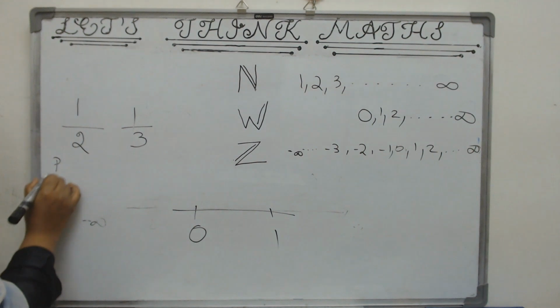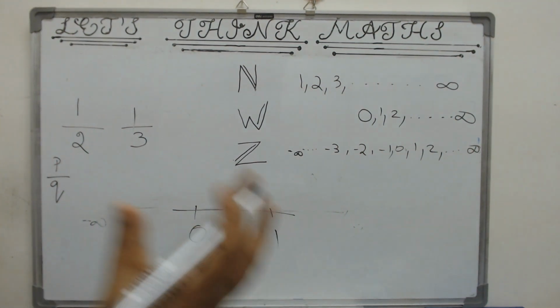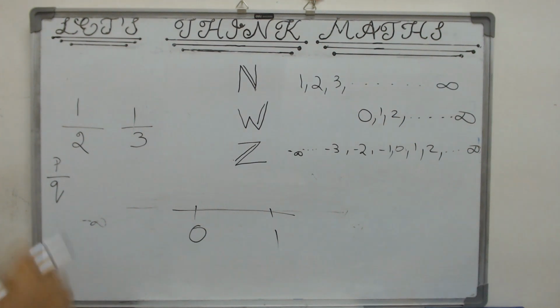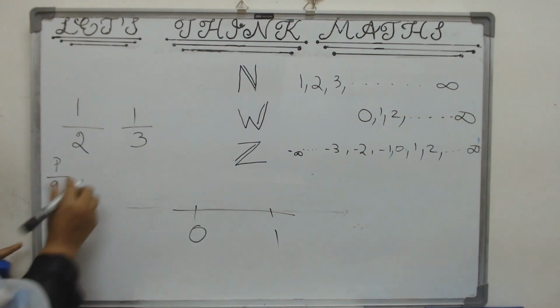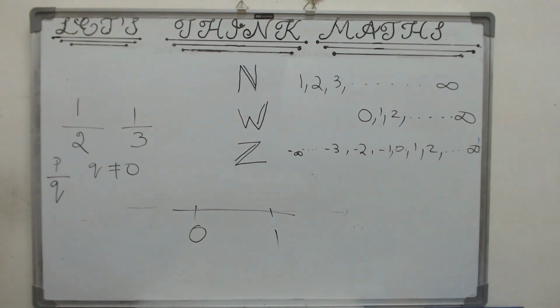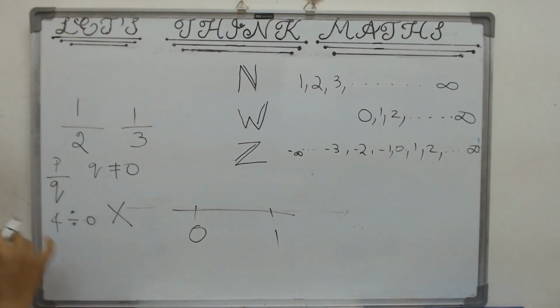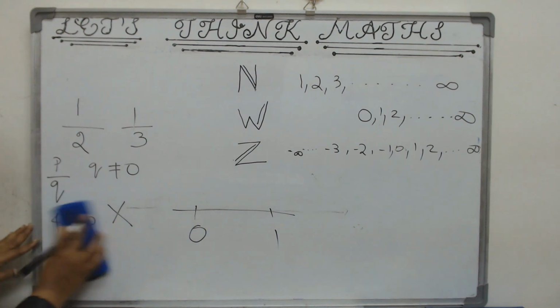And fractions look like this. There is a numerator and a denominator. It is not the whole of a number. It is just the part of a number and it looks like this. One important point you have to remember is that q cannot be 0. The denominator cannot be 0. You cannot divide any number by 0. This is not going to happen because then it will tend towards infinity. But this is possible.